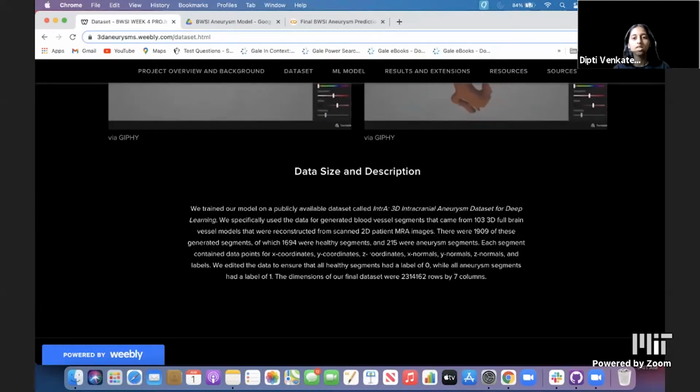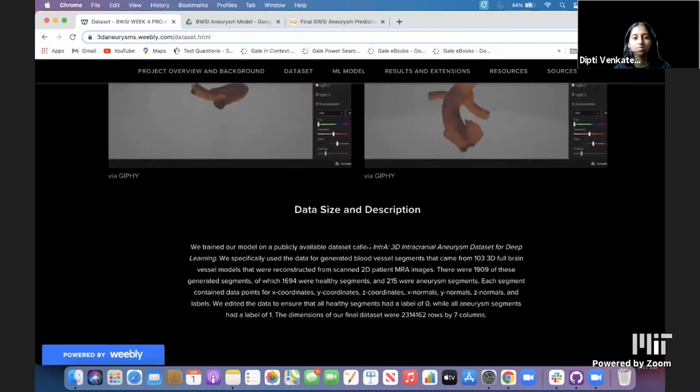Each segment contains data points for XYZ coordinates, XYZ normals, and labels. The coordinates provide locations in 3D space, and the normals are normal vectors, which are vectors perpendicular to surfaces at certain points. These normal vectors essentially show the direction of the surface. We edited the data to ensure that all healthy segments had a label of 0 and all aneurysm segments had a label of 1. The dimensions of our final data set were 2,314,162 rows by 7 columns.